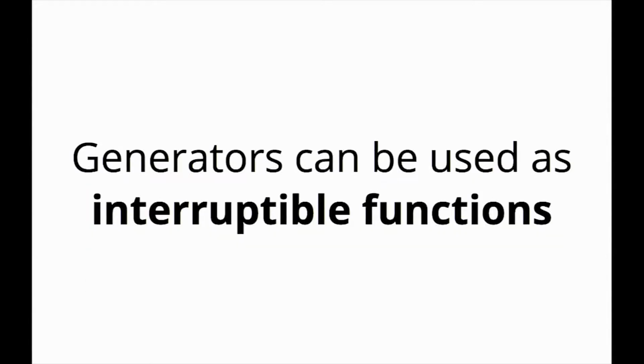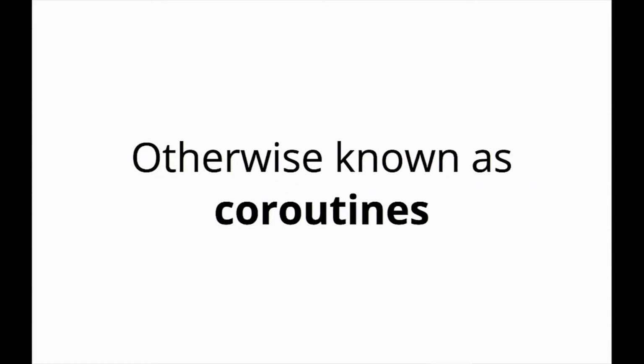But first, just a recap. Generators can be used as interruptible functions. We saw that. When the interpreter sees the yield keyword, it stops execution. We get a value out of it, and the next time we iterate over that generator, we do the next bit of work. So it's kind of like an interruptible function. And other languages have taken to calling this coroutines.